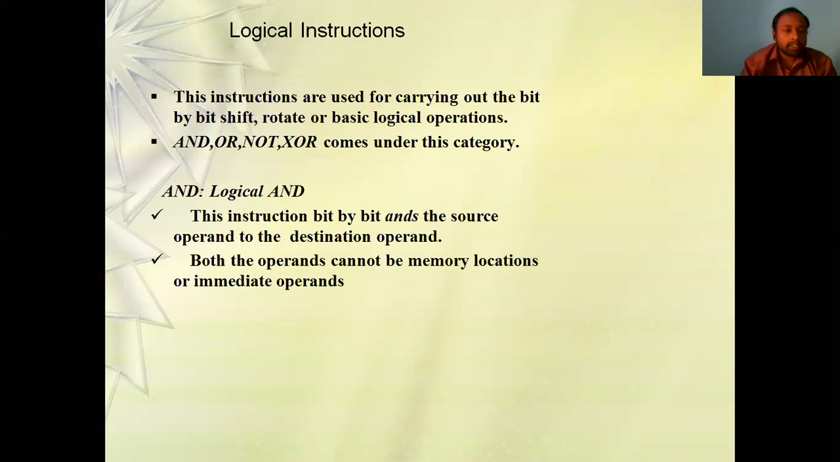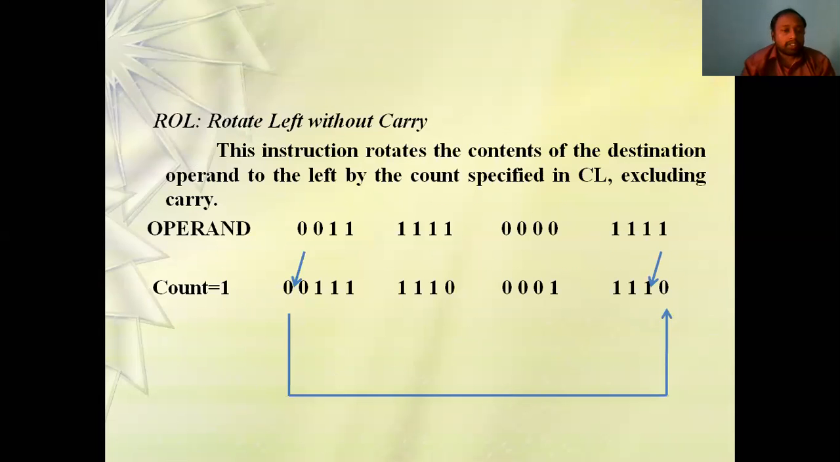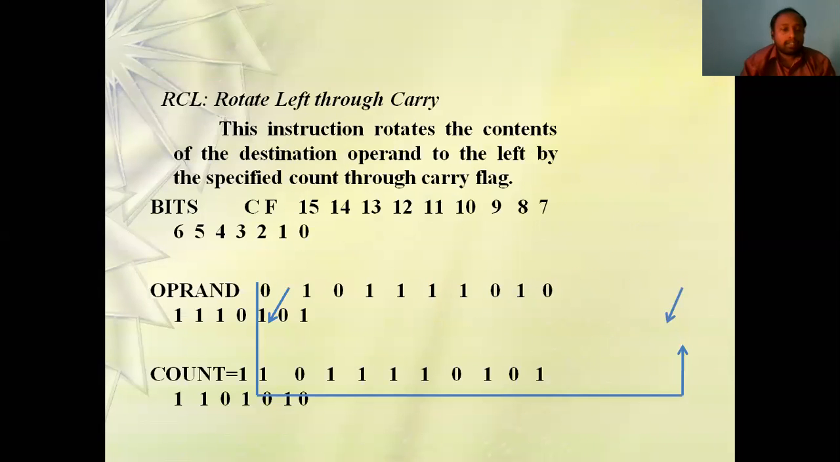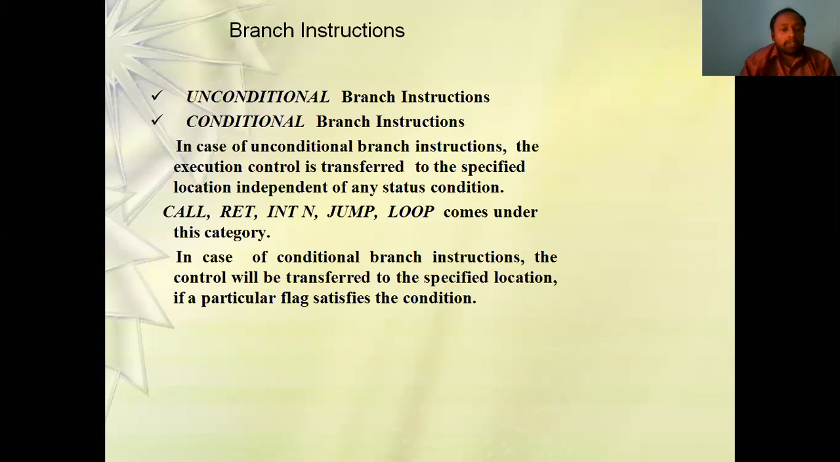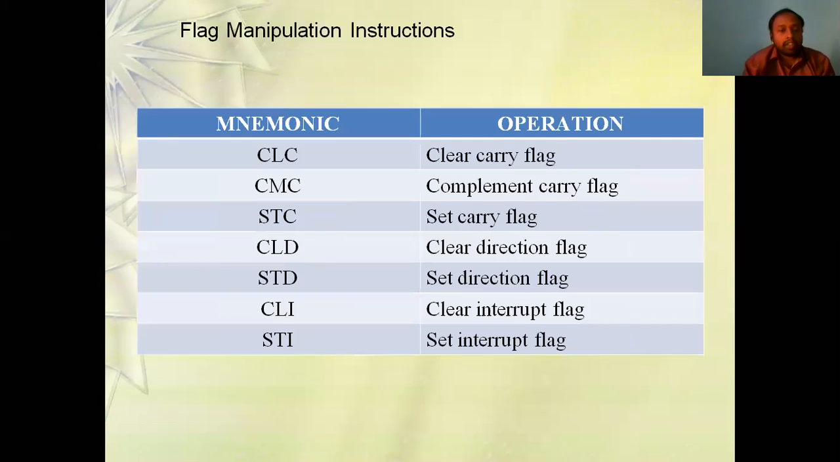In logical operations you can see AND, OR, NOT. These are the different logical operations. And shift, rotate, rotate through carry left. Coming to the branch instructions, you have jump if zero, jump if not zero, jump if sign, jump if not sign, jump if overflow. Generally we use these in different programs. If you go through the lab programs, you will get those. And flag manipulation, like clear the carry flag, clear the direction flag, like that.